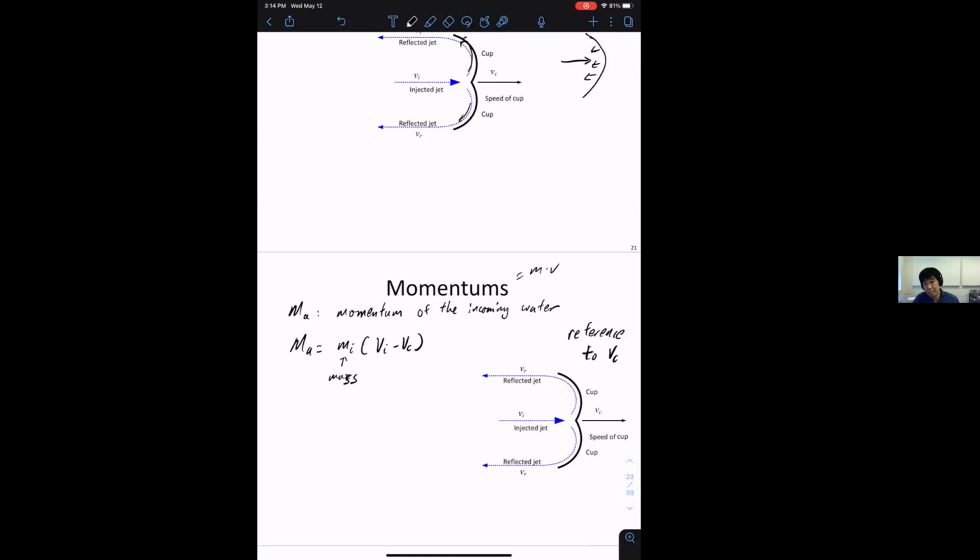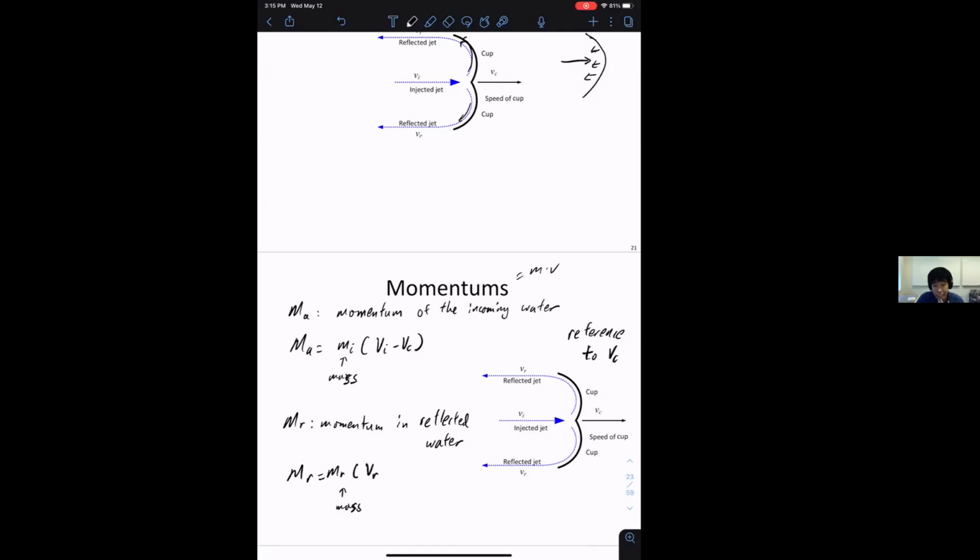All right, so if we take this as a reference, then let's look at the reflected water. We have incoming water, and we have reflected water. So let's say R is the momentum in reflected water. This is really m_r, again the mass, little m_r. And now what's the speed? This is VR.